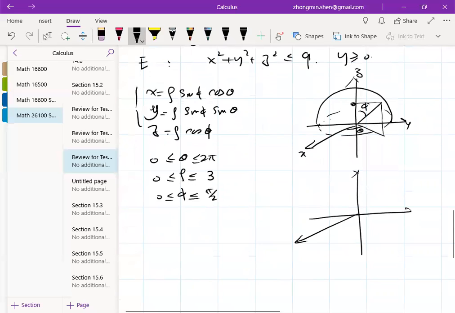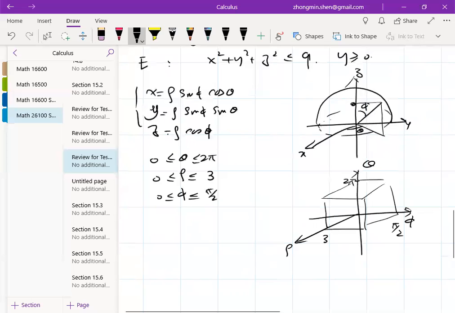So this is rho, this is maybe phi, and that's maybe theta. Then this is going to be a box, something like that. So it's a box. Here rho goes to 3, here is pi over 2, and this is 2 pi.